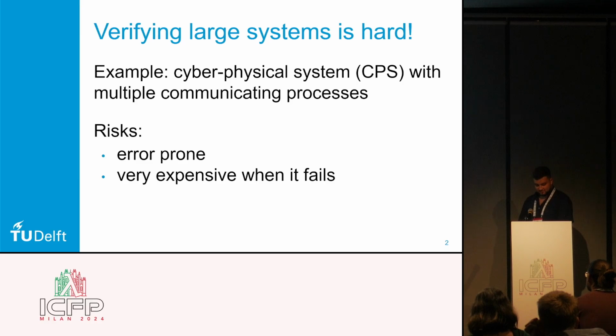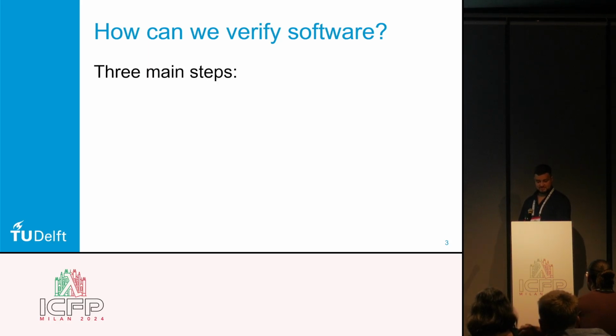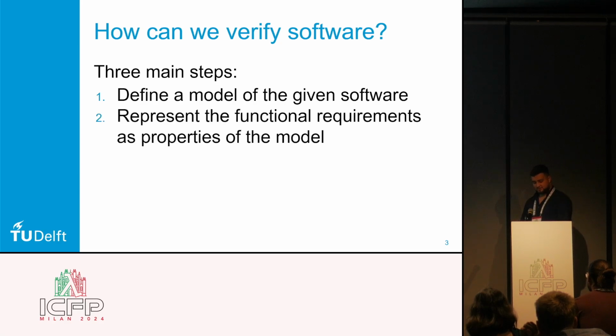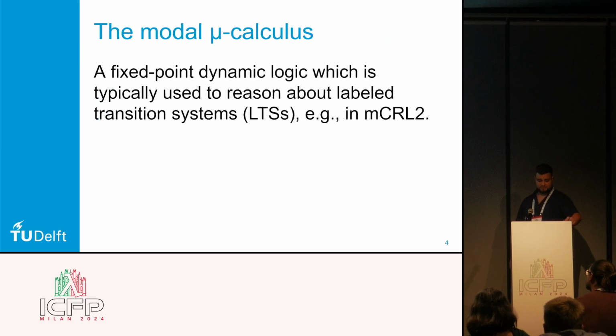So this gets us to the question of how do we actually verify software systems? Well, there's usually three main steps involved. The first one is to define some mathematical model of our software. The second one is to express whatever functional requirements it should satisfy as properties of that model. And finally, we need to prove them either in a proof assistant or using some automated techniques such as model checking, for example. And this is where the modal mu calculus comes in.